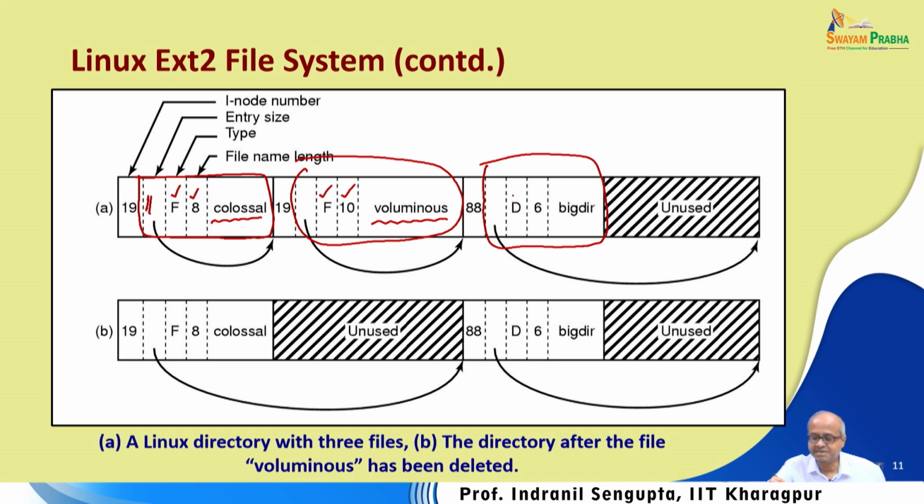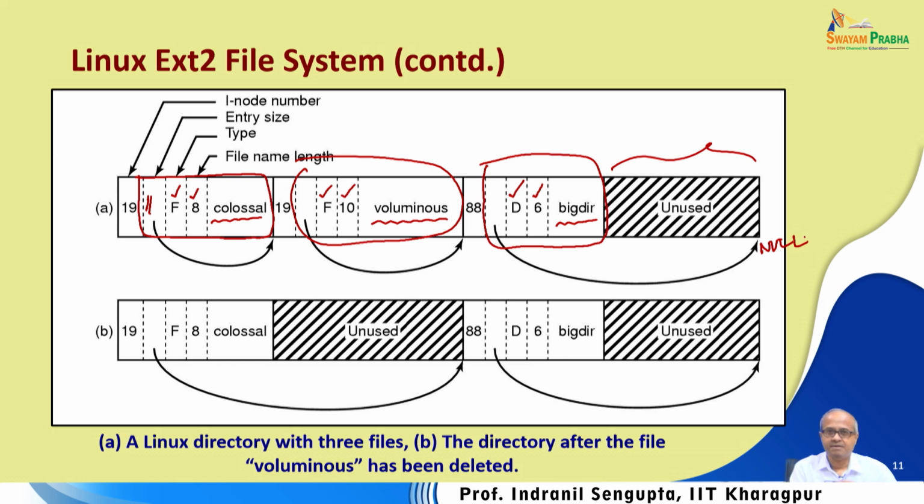Here the file type says D. D means this is a directory file. There can be subdirectories under a directory, and the name has 6 characters, the name is bigdir, and this part is unused. So, this pointer is pointing to null. So, there is no more.